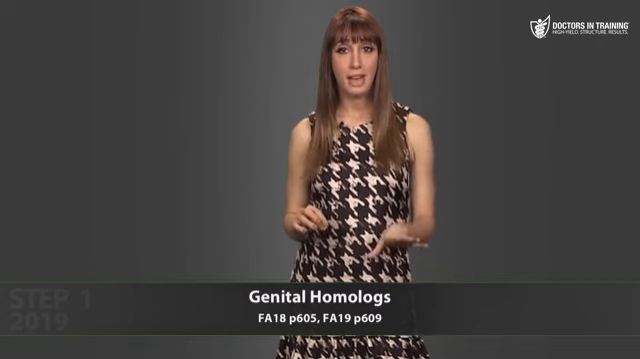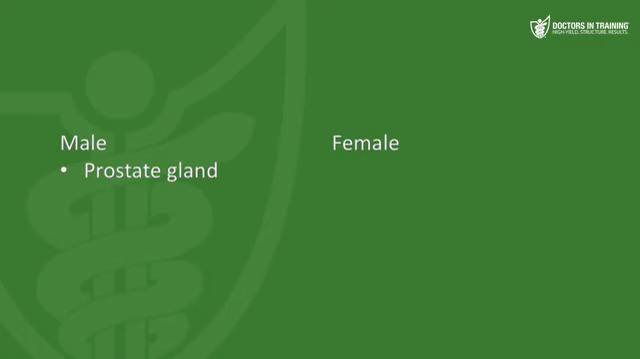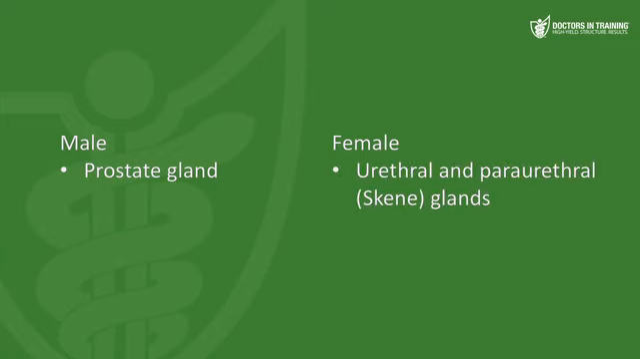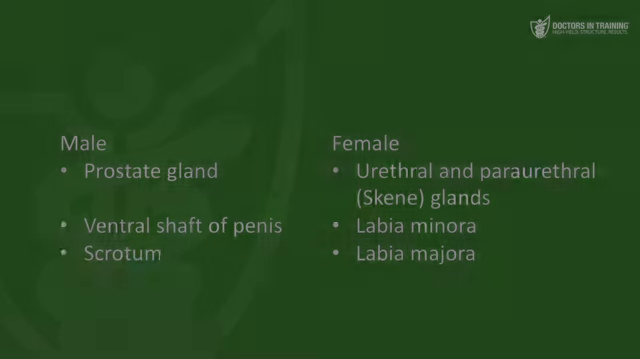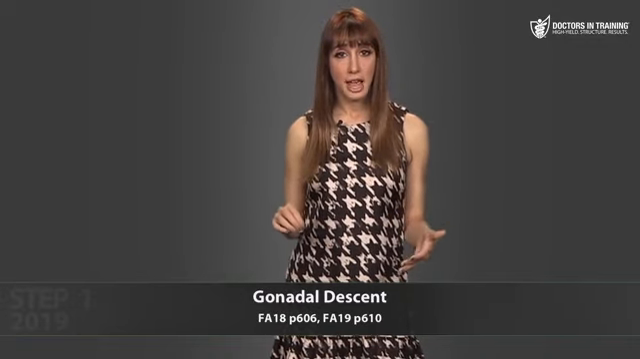And as a side note, the Bartholin glands can become infected, leading to the development of an abscess called a Bartholin gland cyst. To treat this, you have to open it and drain it. The prostate gland is homologous to the urethral and paraurethral glands, the Skene glands. The ventral shaft of the penis is homologous to the labia minora, and the scrotum is homologous to the labia majora.